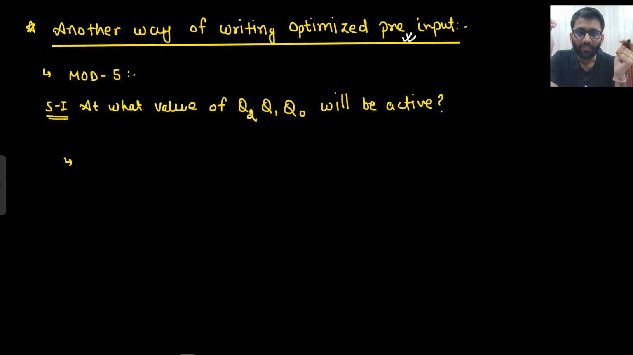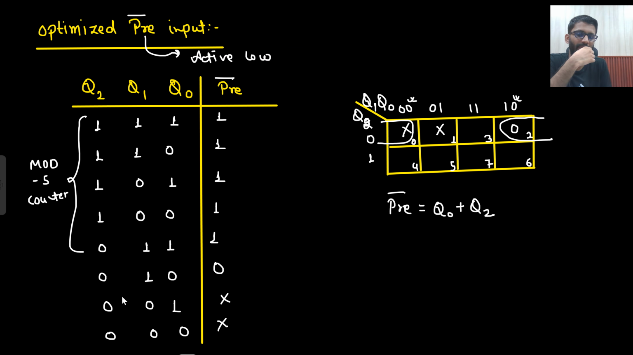First, you need to design a mode 5 down counter. Mode 5 down counter I am designing. So the first question you will ask is: at what value of Q2, Q1 and Q naught will my pre be active? So pre will be active where? Here pre will be active, right? At 0, 1, 0.